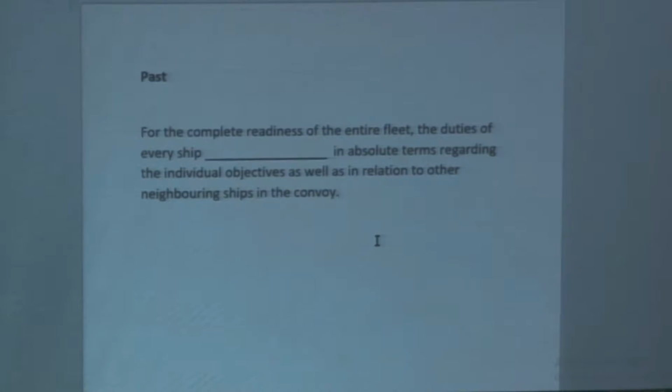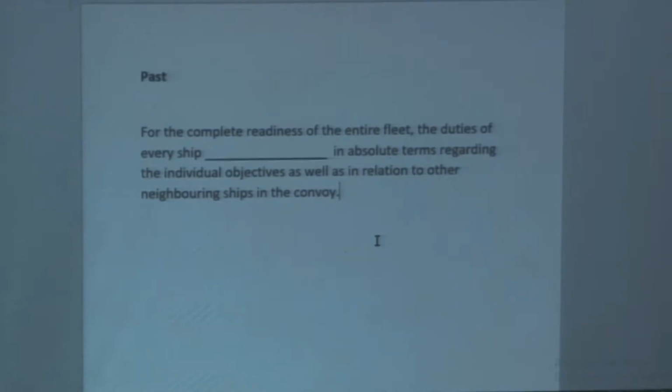For the complete readiness of the entire fleet, the duties of every ship in absolute terms regarding the individual objectives as well as in relation to other neighboring ships in the convoy. What is missing? What was missing? Adjective, verb, phrase, clause? What item necessary for a sentence is missing? It is a verb which is missing. Okay. Now, supply some suitable verb.